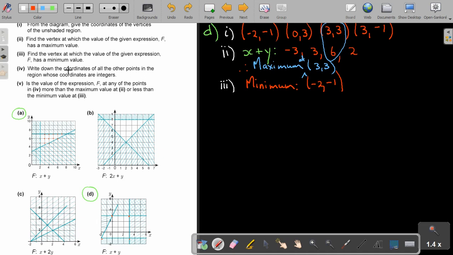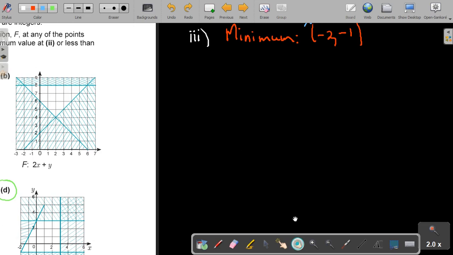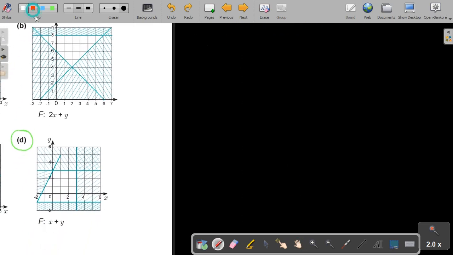Okay, and then I'm going on: write down the coordinates of all the other points in the region. Now again, there's quite a lot, but let's just mark them. Okay, I think I'm first going to clean this one, make it a bit bigger so that I can show you, and then I will write it down. So if I must look at all the points, then I start.